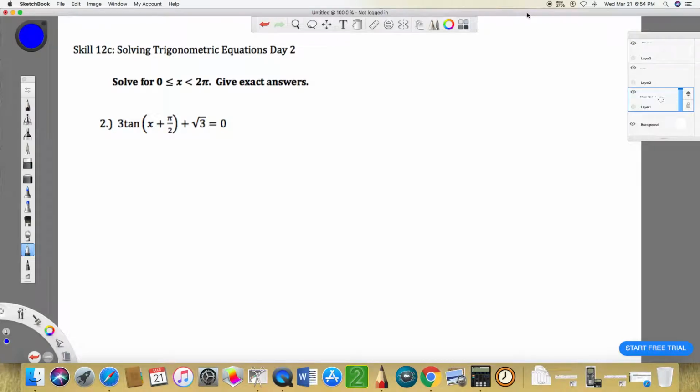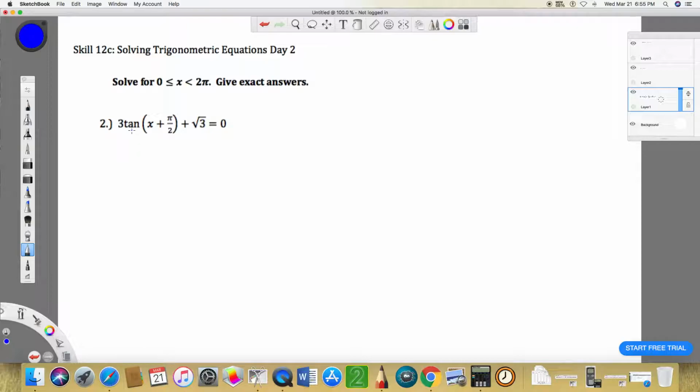All right, let's take a look at this problem. We have a trig equation. There's infinitely many solutions to this equation, but of these infinitely many solutions, we're only looking for the ones that are between 0 and 2 pi. But I think it's going to be easier to find the general solution and then whittle it down to the domain that we want.